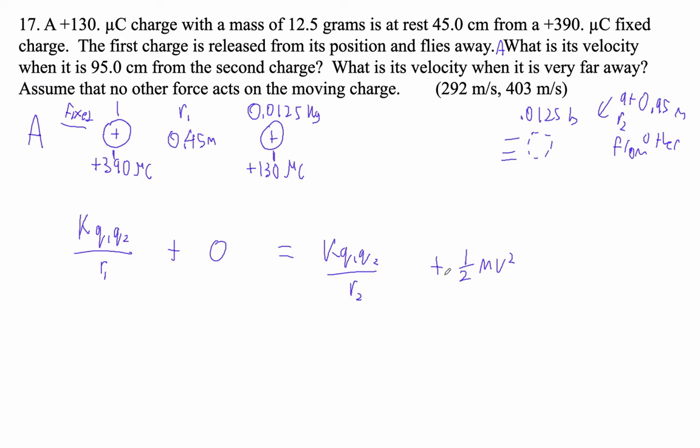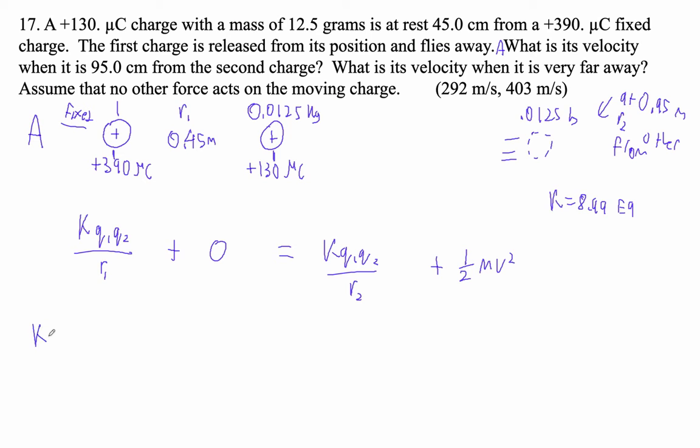Now, if they have different masses and they both move, it gets complicated. If they have the same mass and they both move simultaneously, that's a little easier to deal with, but this guy's going to sit still. So let's figure this out. So K is, of course, 8.99 times 10 to the 9th. So I'm just going to leave it as K.